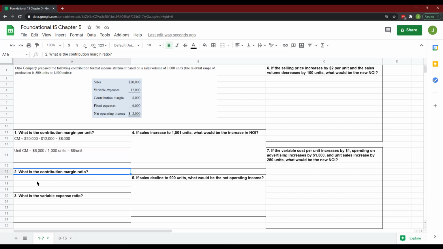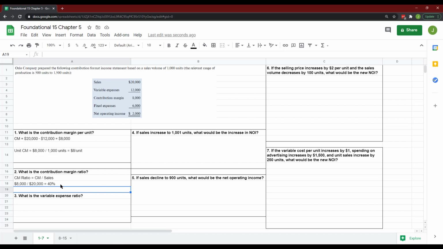Okay, now the question asks, what is the contribution margin ratio? So same idea, but just looking at the contribution margin in a percent format. Okay, so the contribution margin ratio, how do we find that figure? So that's going to be your CM divided by your sales. So your contribution margin in dollars divided by your sales. So we already know what the contribution margin is in dollars, so that's 8,000. So we're just going to divide that by our sales of $20,000. So that gives us a contribution margin ratio of 40%.